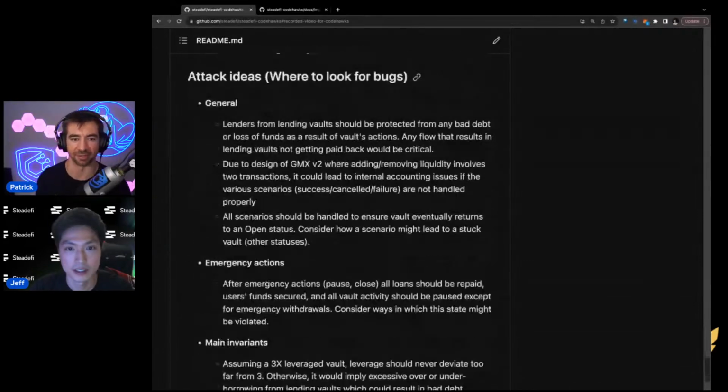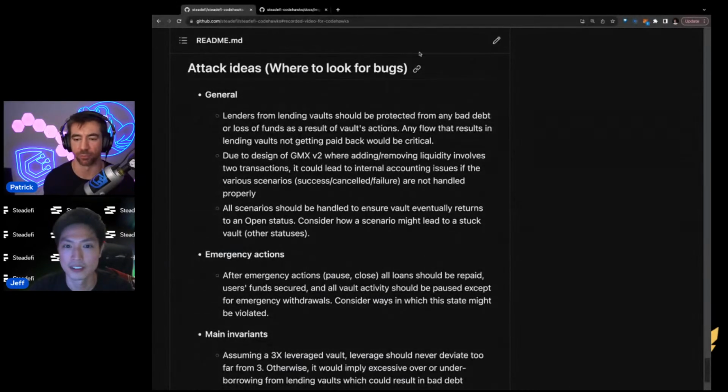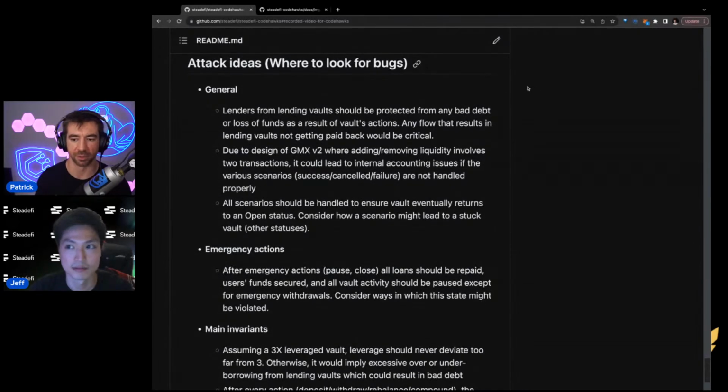Okay, great. Attack ideas. So now let's talk about, before we do, I would love to do a quick code walkthrough, and I know you recorded that. But before we actually do that, let's answer this question. Where do you think this protocol is most susceptible? Where do you want auditors to more specifically look?